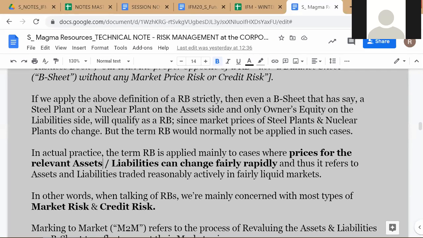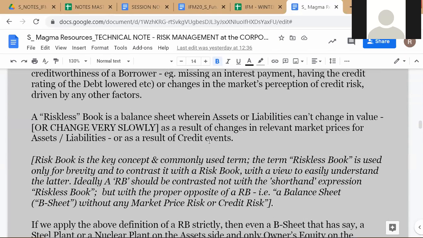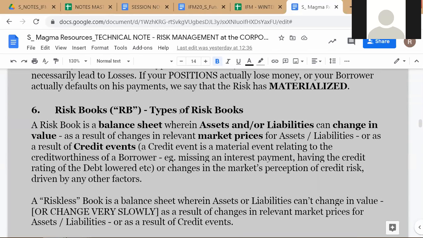Now, I just wanted to qualify this definition a little bit. If you see here, a balance sheet where assets and liabilities can change in value as a result of changes in relevant market prices for assets and liabilities, or credit events.